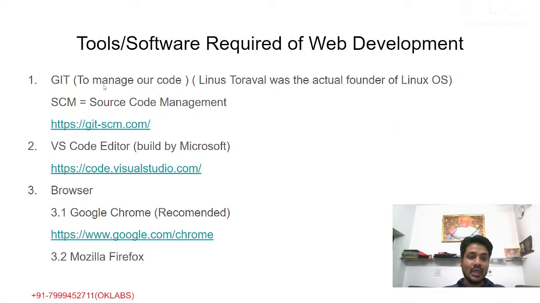In an interview, it may be asked who invented Git. The probable answer is Linus Torvalds. Git was invented by Linus Torvalds, and it's a source code management system.